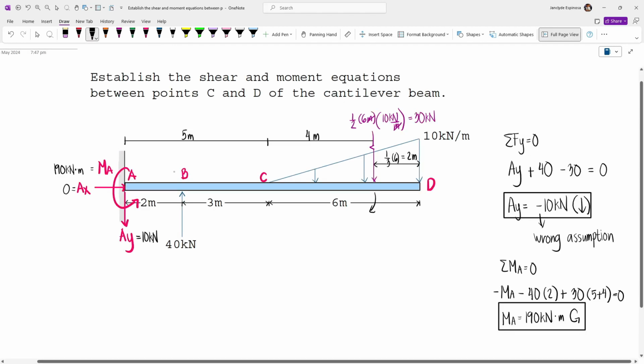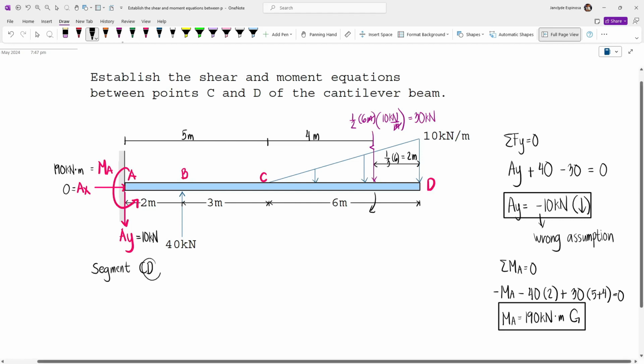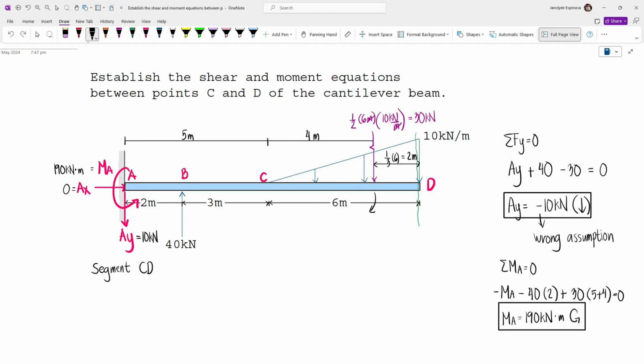Now again, we need to establish the shear and moment equations between point C and D. And so this is going to be segment CD. So we have segment CD. And so our cut is going to be just right before point D, which is right here. So this is going to be our cut. And then we have our shear equation. And then this should be in terms of X.